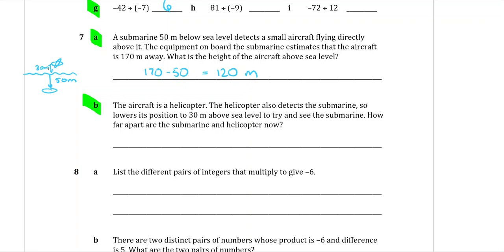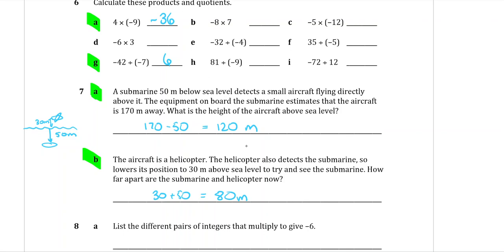How far apart are the submarine and the helicopter now? 80. 30 plus 50. Because the helicopter is 30 above and the submarine is still 50 below. Okay, so it's a total of 80. We go 30 plus 50, which is a total of 80 meters that they are apart. Okay, so sometimes a little picture can help you see what is going on.